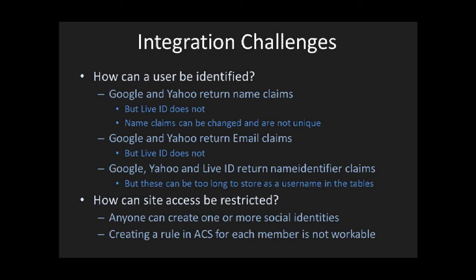Email may be a good candidate. However, LiveID doesn't return an email, so you can't really use email. What you have to really use is the name identifier. However, if you're working with a universal profile provider, the name identifier is very often too long to actually fit in the NVAR 50 that you've got, I think, in the actual database. So you can't really use that on its own.